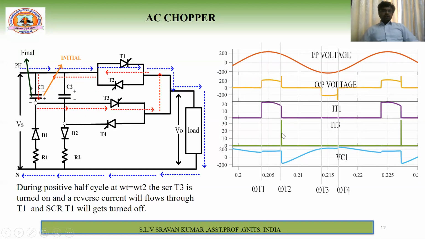For IT1 and IT3, compared to this current, this IT3 current is more than that of IT1. So that's why reverse current flows through this IT1 and it will be turned off. Okay, like that you can explain. So this is about your fourth unit, having Jones chopper, oscillation chopper, and AC chopper.